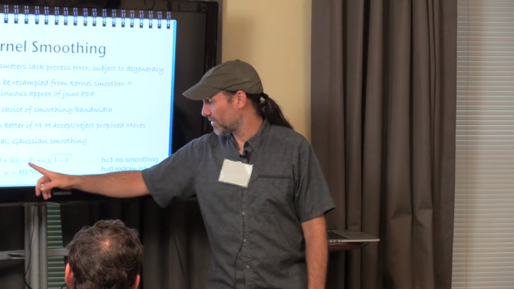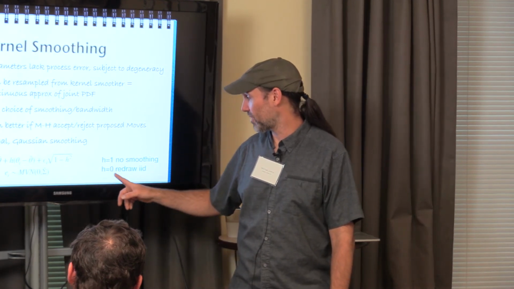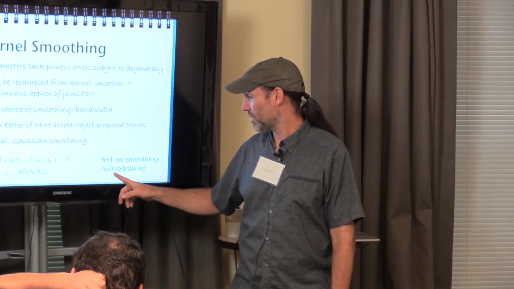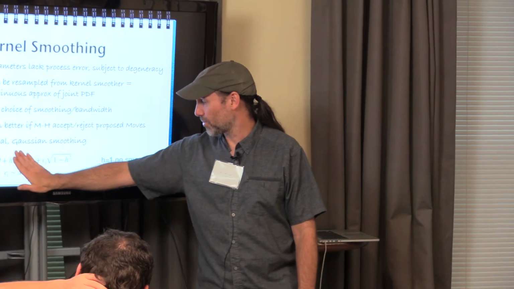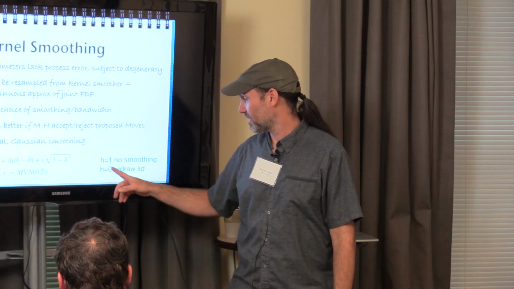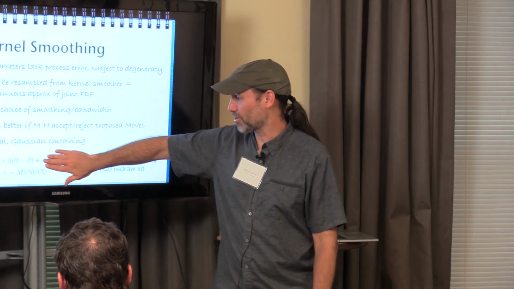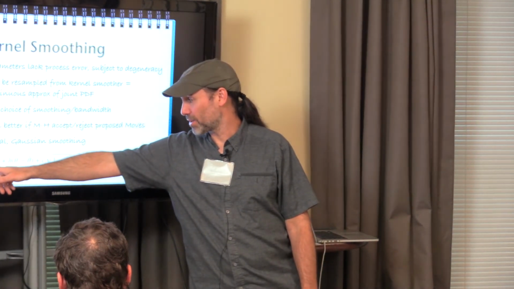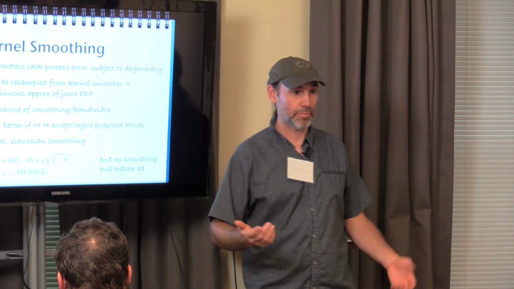So in this example, if you set h to 0, then this goes away and you're essentially just redrawing parameters from this multivariate normal approximation to the posterior. If you set this to 1, you're essentially not redrawing anything, and your updated parameters are just your same current parameters.